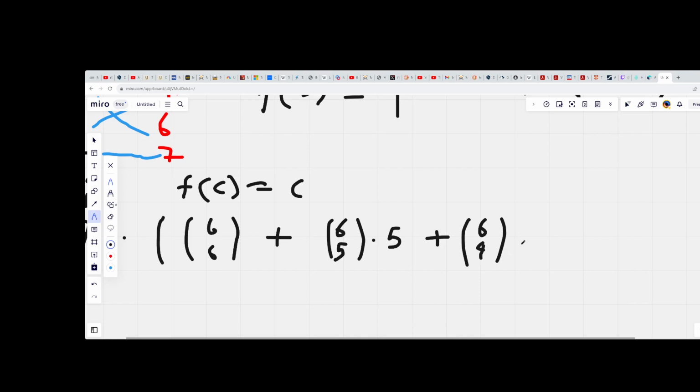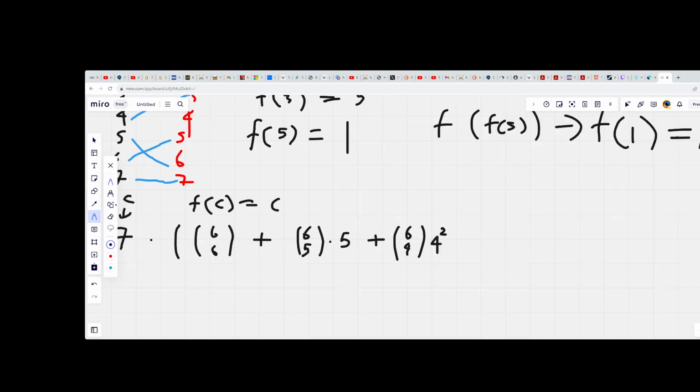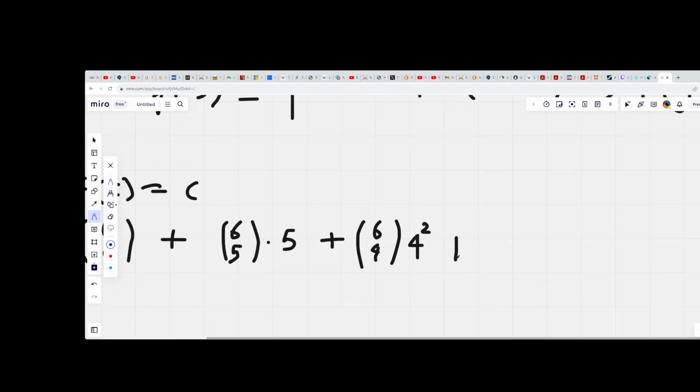Okay, now for the other 2, the remaining inputs, they could map to any of the 4. Both of them could map to any of the 4. So for the first one, there's 4 options. For the second one, there's 4 options. So that's 4 times 4, that's 4 squared. Okay. Now I think that the pattern will really start to emerge for you.